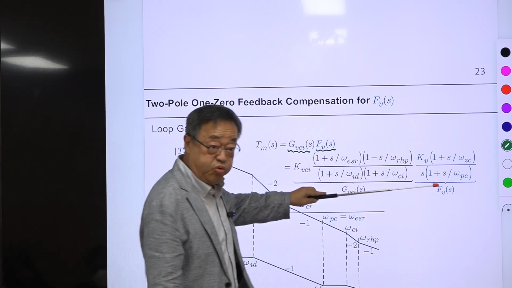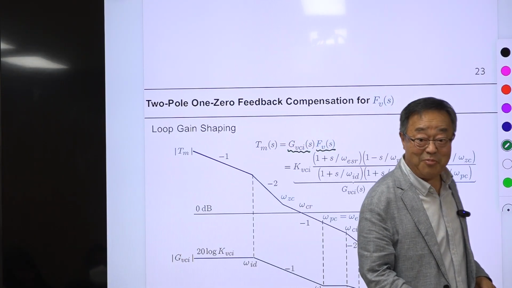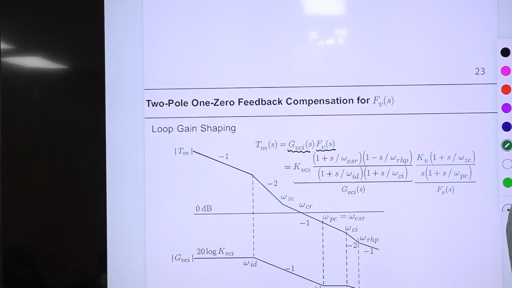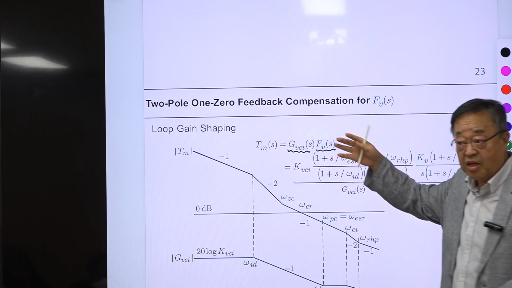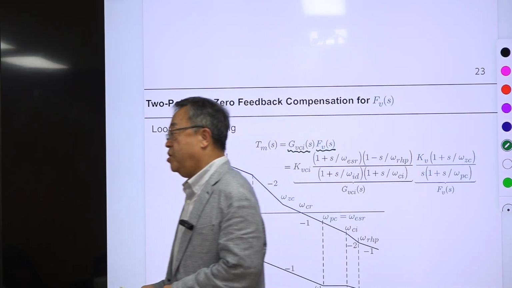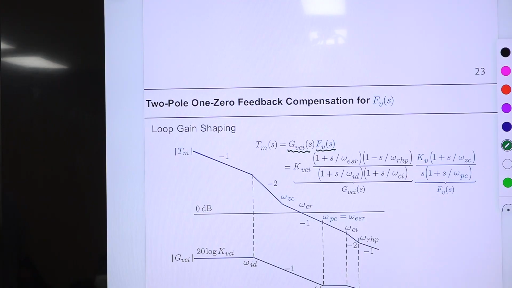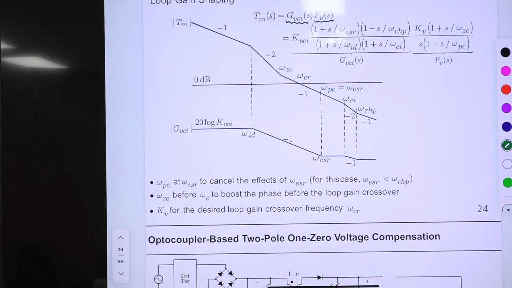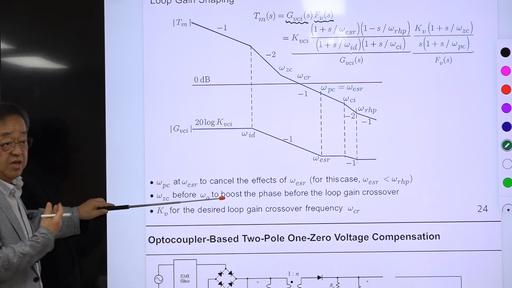This is a 2-pole 1-zero compensation. It's not a type 2 compensation. Type 2, type 3 is something else. In control theory, if you have 1 divided by S it is type 1, 1 divided by S squared is type 2, you remember that. That is related with steady state error. So don't use this term here. It is a 2-pole 1-zero circuit.